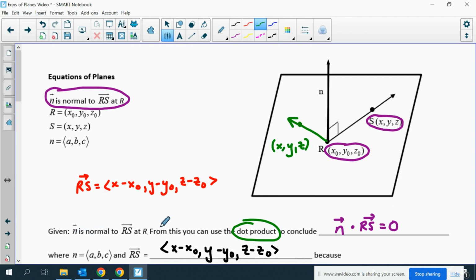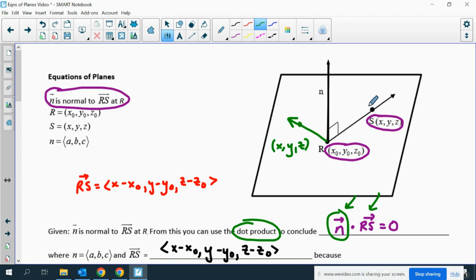So if I have some vector x minus x naught, y minus y naught, z minus z naught, where x, y, and z are unknown, but x naught, y naught, and z naught are a point that we know is on the plane, and I have some known normal vector that is normal to this plane. So if I know this is normal to the plane, and I know that this vector is on the plane, if I take the dot product of those two things, I end up getting 0.